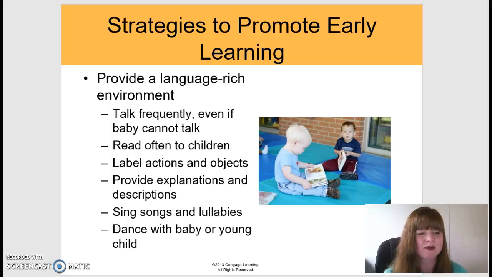Strategies to promote early learning. Some things that we might do. First of all, talk frequently, even if the baby cannot talk. Read often to children. Make this part of their everyday, several times a day. Label your actions and objects by simply speaking out loud about what you're doing, even if just around the house. Provide explanations and descriptions, sing songs and lullabies, dance with your baby or with your young child. We know these are so important.